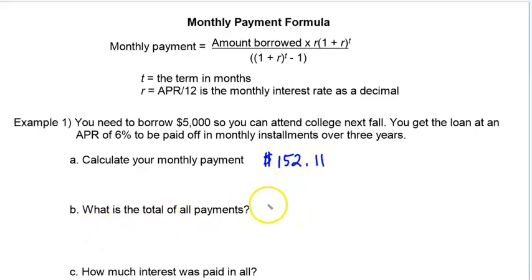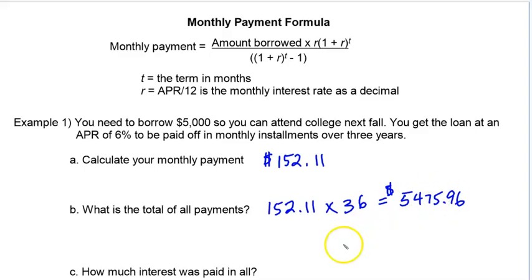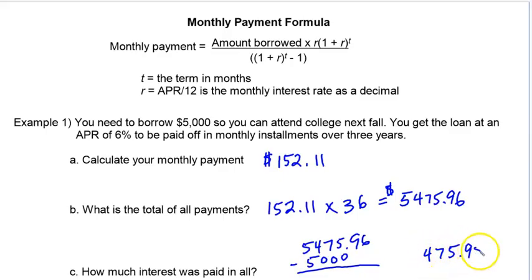The total of all the payments will be the monthly payment times the term in months. This was 3 years, so that's times 36. So the total of all the payments will be $5,475.96. To find out how much interest was paid, we take this total of all payments and subtract off the amount we borrowed, the principal. That difference will be the amount of interest that was paid on this loan, $475.96.